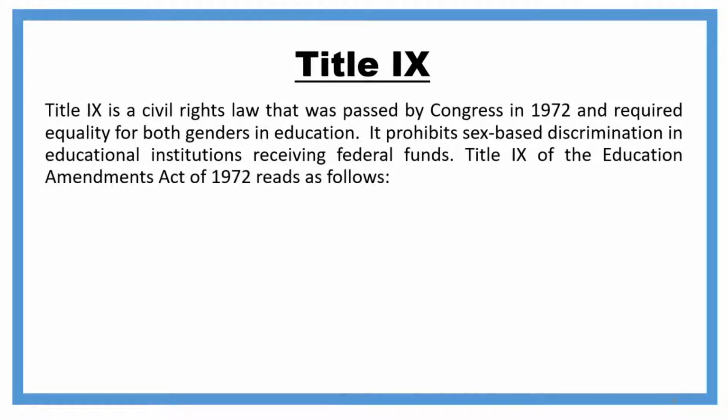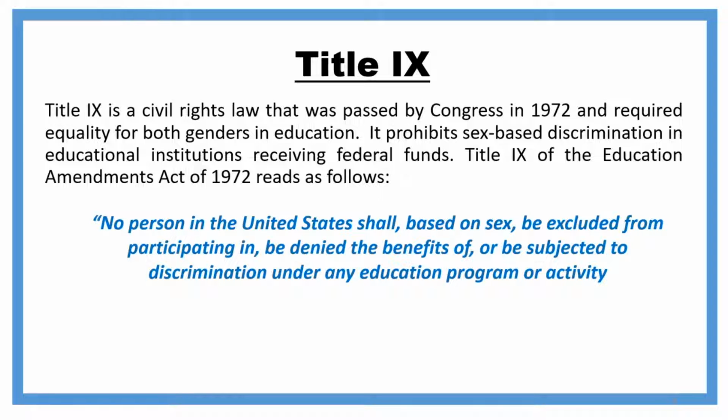So Title IX, as I stated, is a federal law. It's a civil rights law, and it was passed by Congress in 1972. And it consists of 32 words, which we'll talk about in a minute. In 1972, it required equality for both genders in education. So it prohibits sex-based discrimination in educational institutions that receive federal funds. And it reads as follows: No person in the United States shall, based on sex, be excluded from participating in, be denied the benefits of, or be subjected to discrimination under any education program or activity.